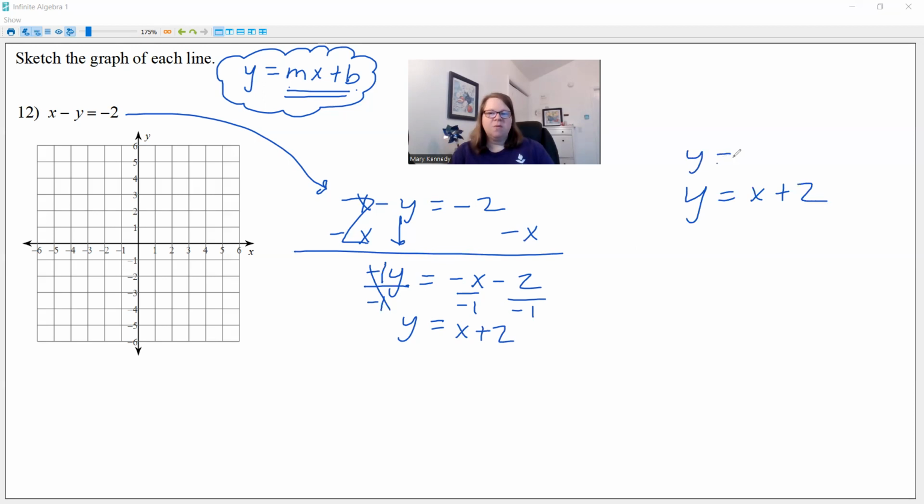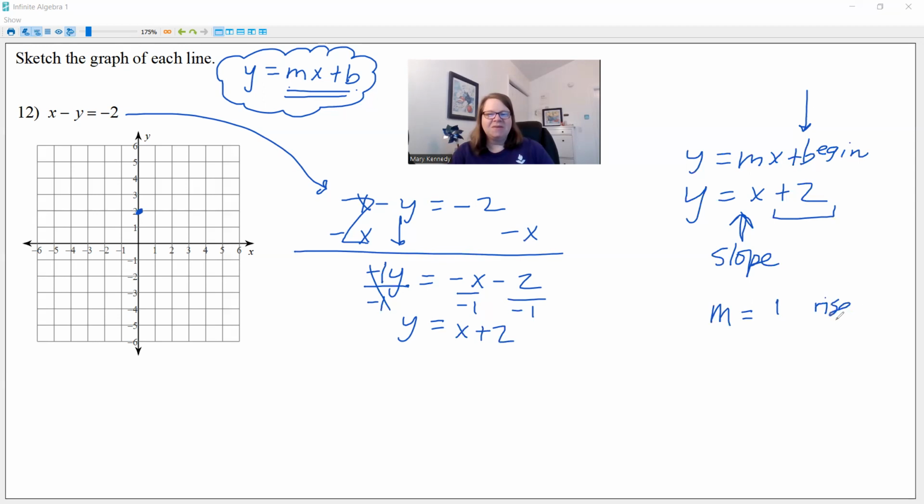And so we know from y equals mx plus b that that's where we begin. Think of that as your y-intercept is where you begin. So I'm going to begin at 2 on the y-axis and put a point there. And then this is the slope. And so what number is in front of x? If there's nothing there, there's a 1.